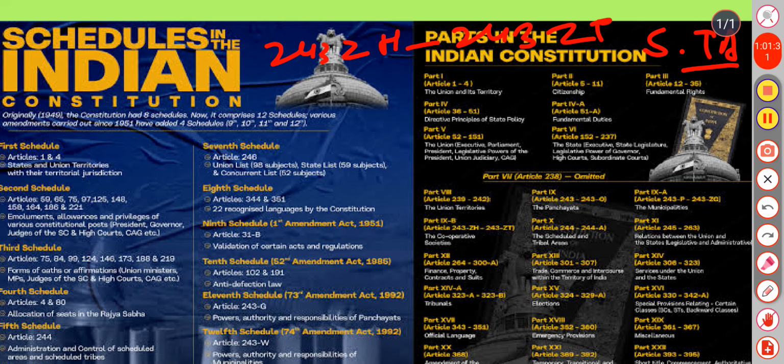Recruitment and conditions of service of persons serving the union or the state. Okay, and article 311, that is dismissal, removal or reduction in rank of personnel employed in a civil capacity under the union or a state. So article 312, all India services are covered.